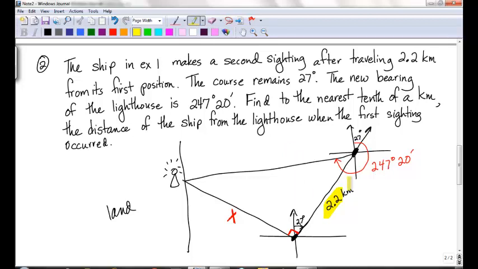Now you have to figure an angle. Do we have anything about this angle? No. So you've got to figure out what this angle inside the triangle is. All your geometry comes back. We know it's still on a course of 27 degrees. It was on a course of 27 down here. We know the whole angle is 247 degrees 20 minutes. How can we figure this angle inside? Any ideas?